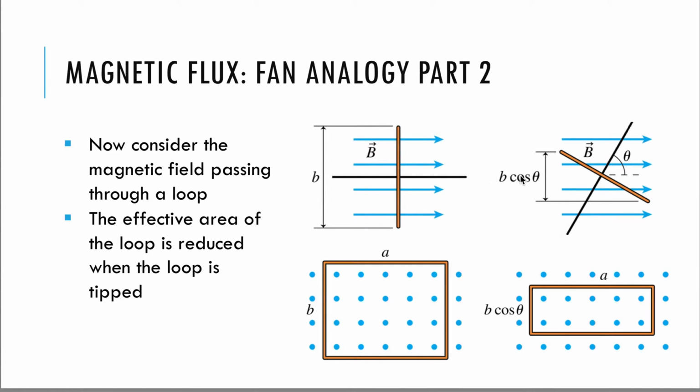So we like to call this the effective area. The effective area of the loop is reduced when you are tilting that loop. So if the loop is perfectly vertical, you've got all this field here going through it. But now as you've tilted, it's as though you've made the area of this loop smaller, because only this part of the loop is getting the air through it. So what you want to visualize when you're thinking about magnetic flux is how much field is going through that loop. The more field going through it, the more magnetic flux through that loop.